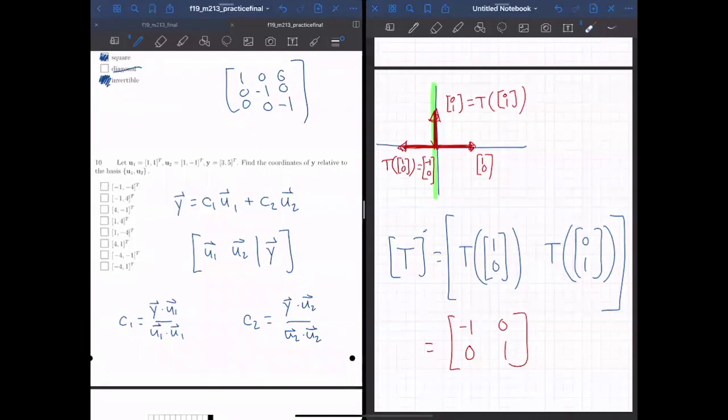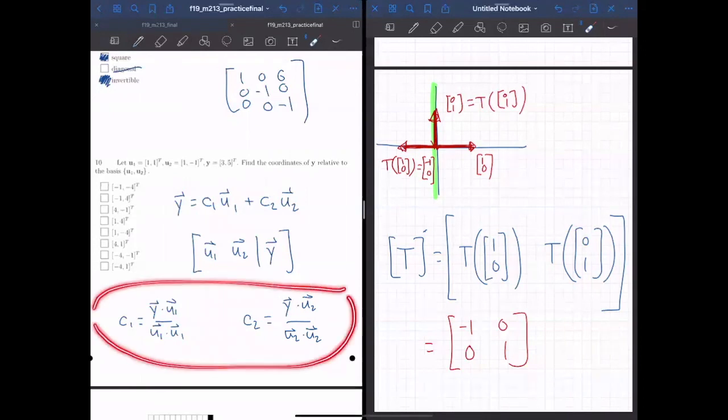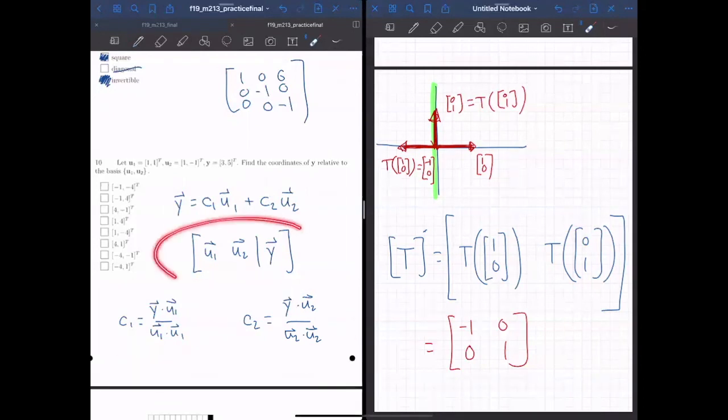Okay, is everyone okay on that? So if your basis is orthogonal, you can use this formula here. If it's not orthogonal, then you have to sort of just set up a matrix like that. Now in this case, if we do this, our coefficient C1 is going to be 8 over 2, so it's 4. And our coefficient C2 is going to be negative 2 over 2, so it's negative 1. So 4 and negative 1, and it looks like that's the third option there.